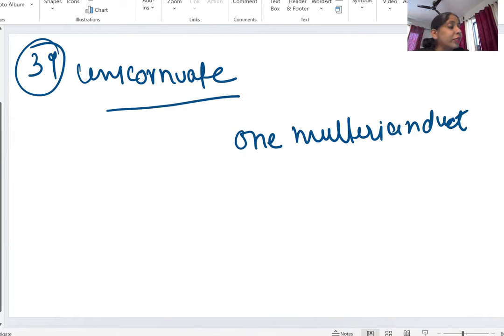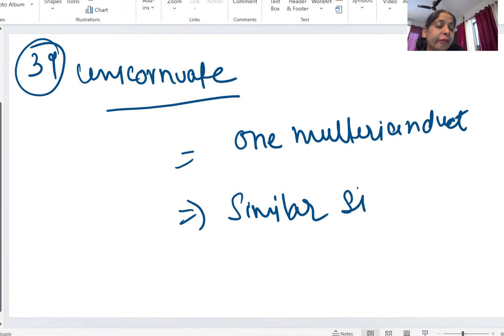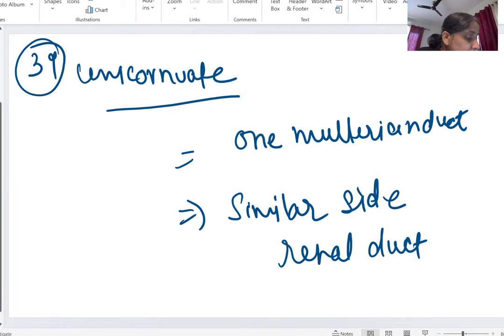So there are chances that renal anomalies will also be there, because both of them develop from the mesonephros. The Mullerian duct and the renal duct system both develop from the mesonephros. So if the Mullerian duct is not growing, there are chances that the similar side renal duct system will not be developed. The options were contralateral renal anomalies. It is not possible. Ipsilateral renal anomalies are possible.